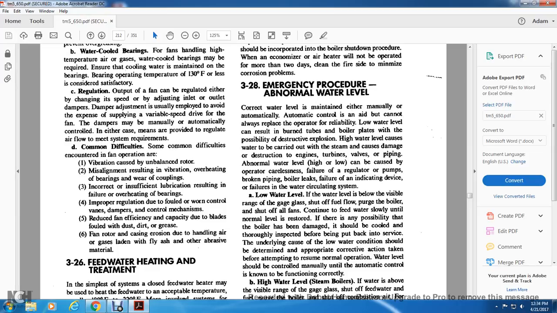3.2.8 Emergency procedure, abnormal water level. Correct water level is maintained with either manual or automatic controls. Automatic controls aid but cannot always be relied on to operate with reliability. Low water level can result in burned tubes and boiler plates, and is possibly destructive or may cause an explosion. High water level causes water to be carried out with the steam and causes damage to and destruction of engines, turbines, valves and piping. Abnormal water level, high or low, can be caused by operator carelessness, failure of the regulator and pump, improper piping of the boiler, leakage, failure of the indicating device, or failure of the water circulating system.